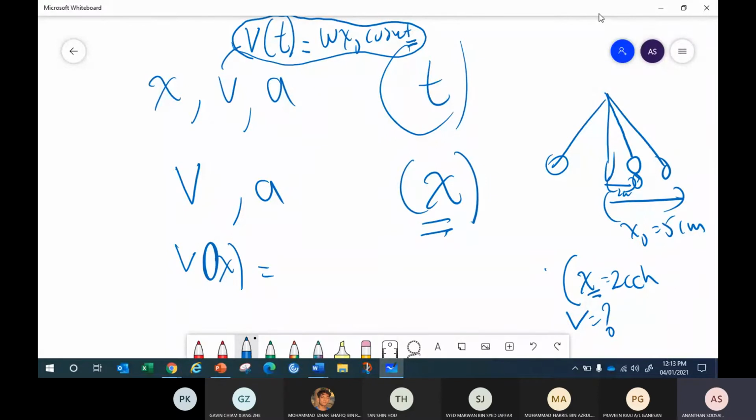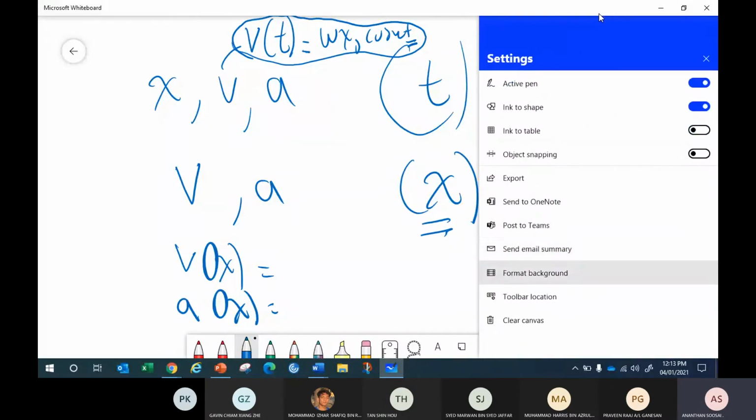Then they can also ask a question about what is the acceleration at a given displacement. These are the 2 things they're going to ask. So let me do it on this whiteboard itself. Clear here.